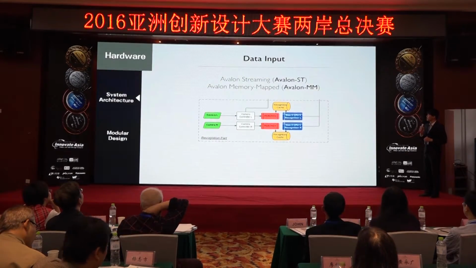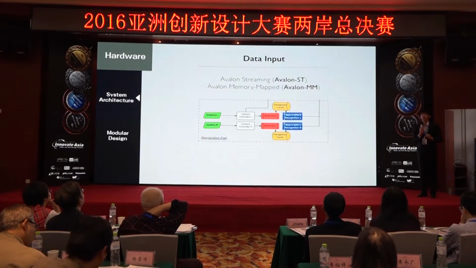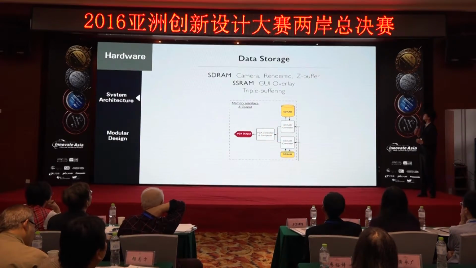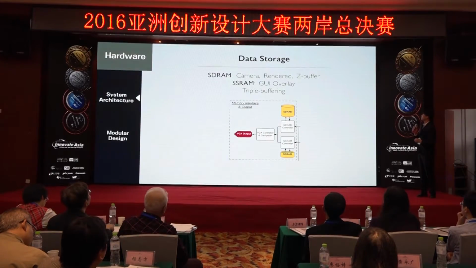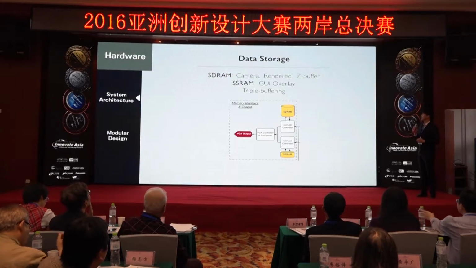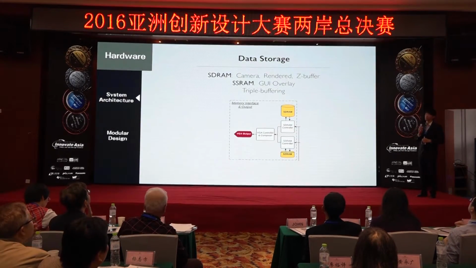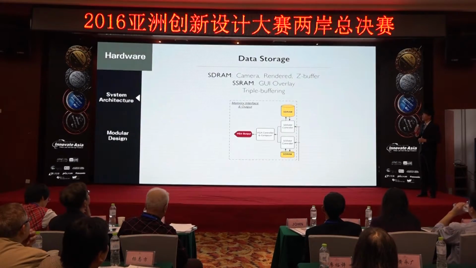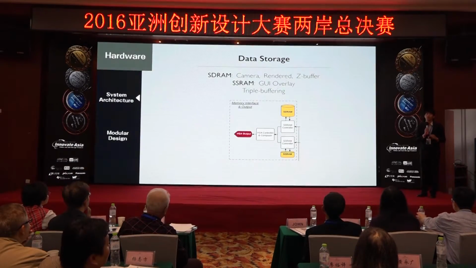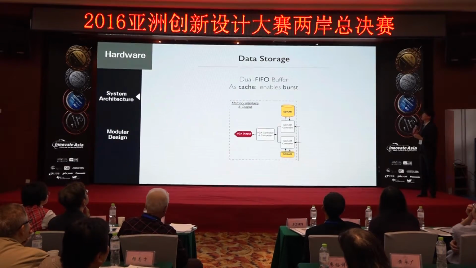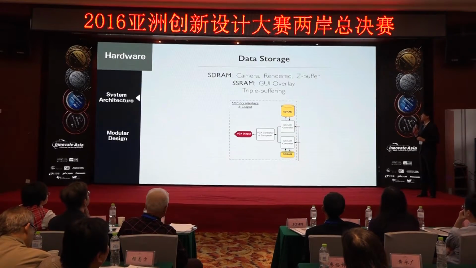Also, the original image, the RGB one, is also stored into the memory. Okay, now comes the data storage. We utilize SDRAM and SSRAM on the development board. The SDRAM is used to store the camera image, the rendered image, and the buffer. SSRAM is used to store the GUI overlay. Also, to avoid image flickering and tearing, triple buffering is used for both the camera image and the GUI overlay.